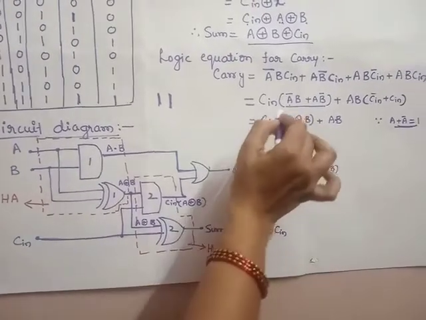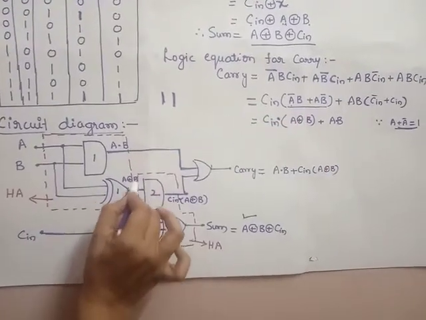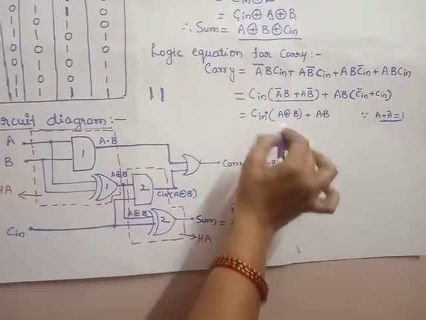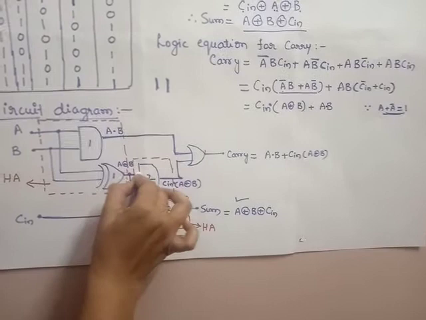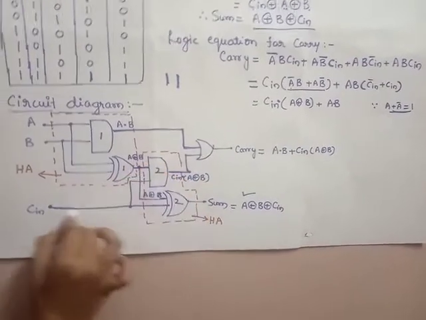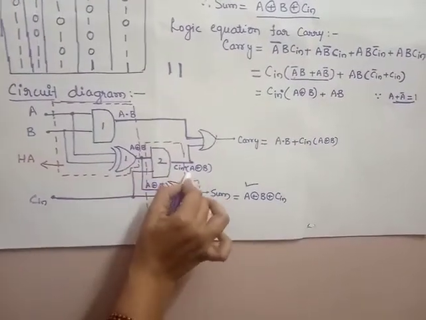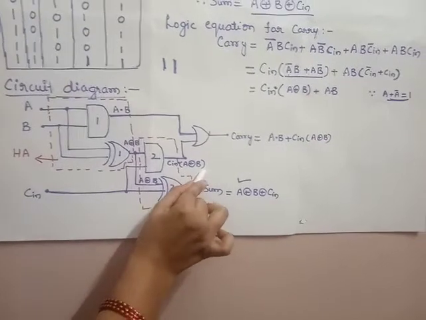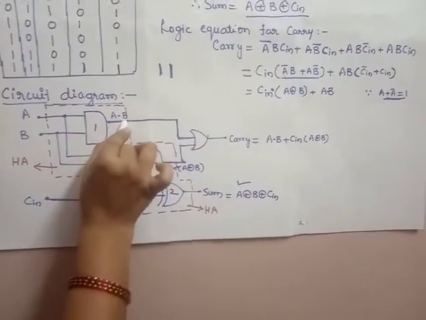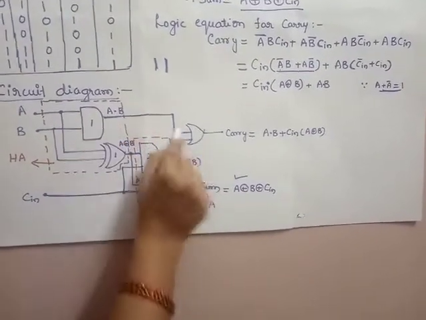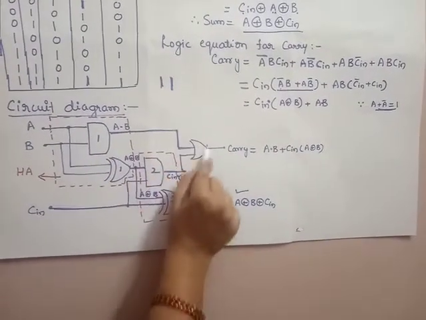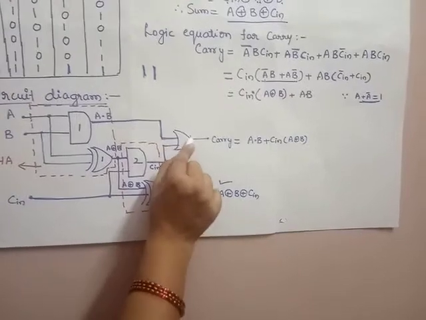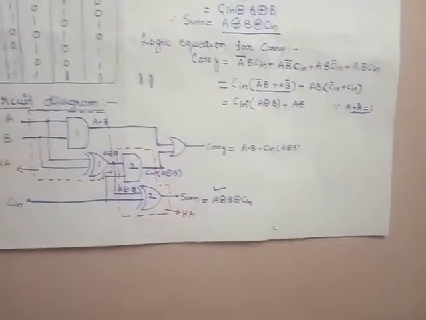In order to get the carry, we require (A XOR B) dot Cin. The output of the first XOR gate is given as input for the second AND gate. Another input is Cin, so the output becomes Cin dot (A XOR B). Here the output is A dot B. These two are ORed here, so we have to draw one OR gate. The output of this becomes the carry output.